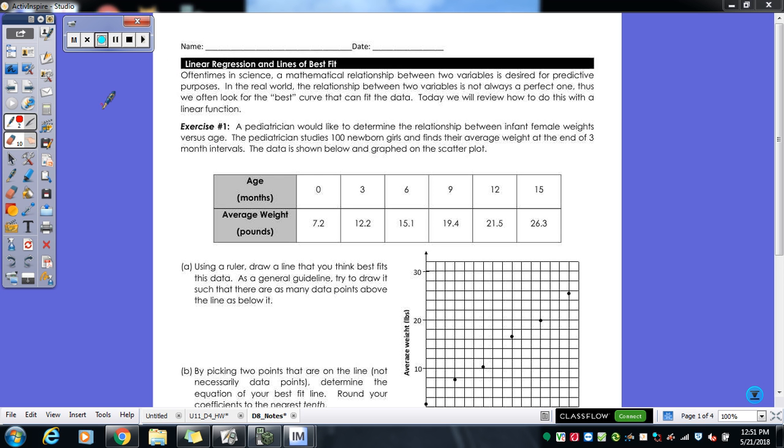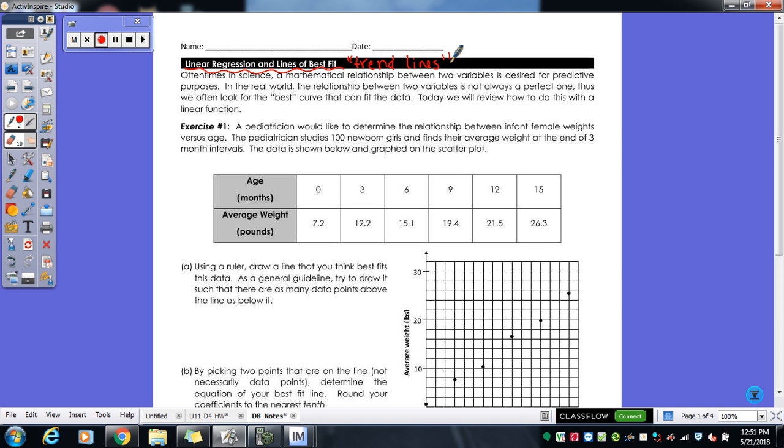So our first part of today is going to be a review of stuff you did in 9th grade. And I know you did it in 9th grade because I taught it. It's called linear regression, lines of best fit. They are also called trend lines. Those three words all mean the same exact thing.